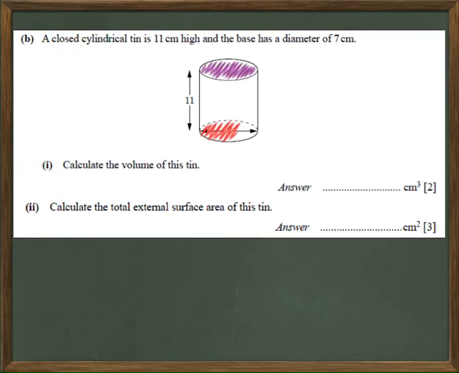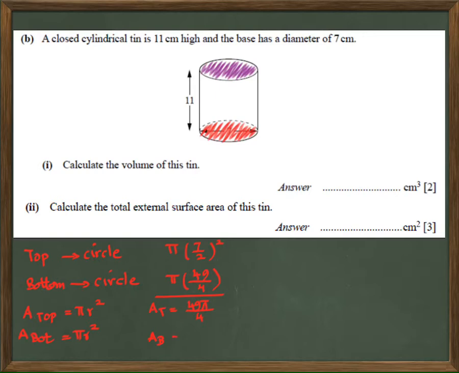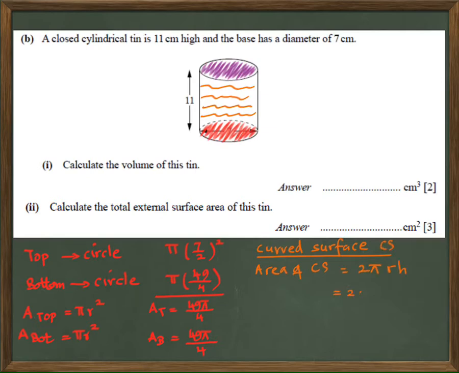Now let's move to the next part, which is about the surface area. Since it's a closed cylindrical tin, there is a top, there is a bottom, there is a curved surface area. So therefore, area of the top, circle, area of the bottom, circle, area of the curved surface, that is 2 pi r h. Apply the formula, get the answer. It's a simple plug and chug kind of question. I'm working in terms of pi so that I don't have to worry about accuracy in the middle of the steps, which you will see on the next page.